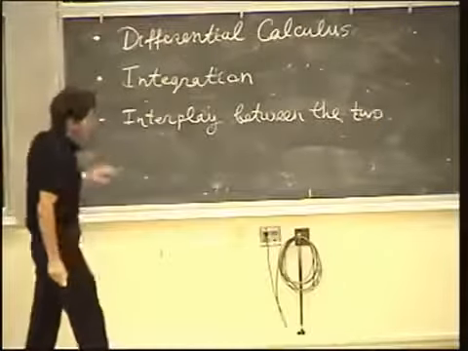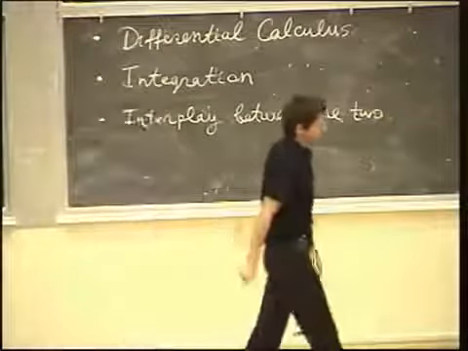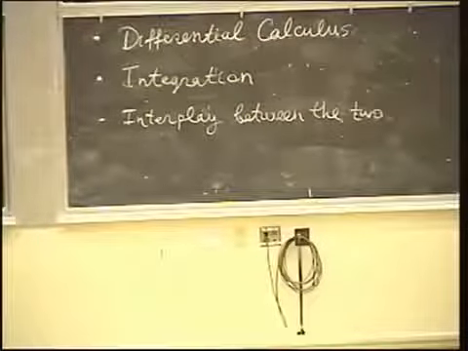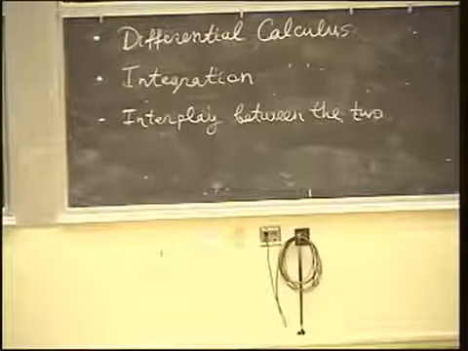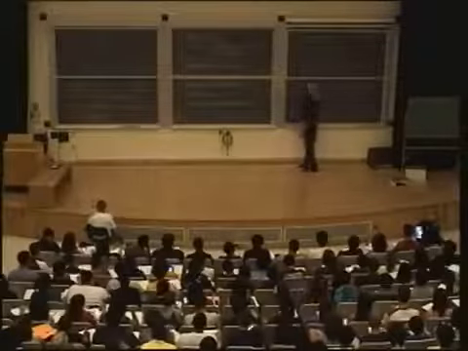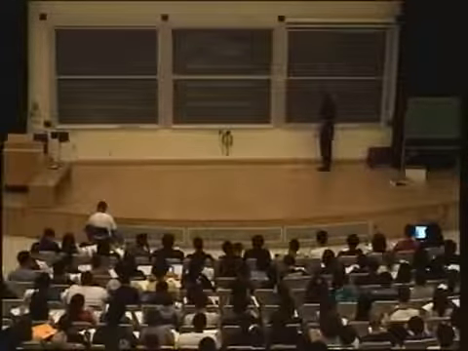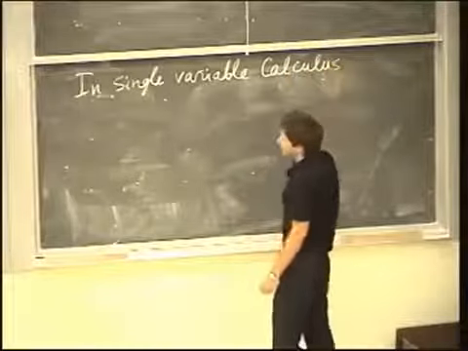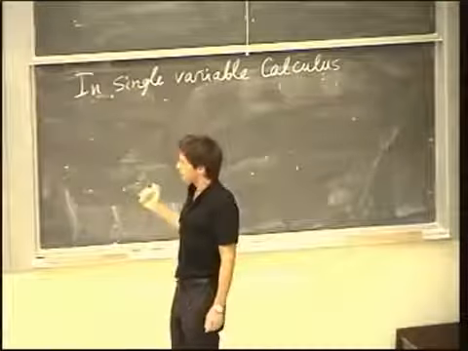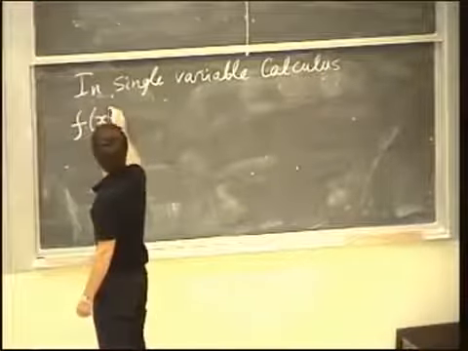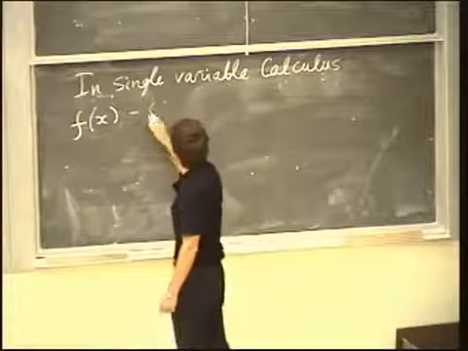So what do I mean by the interplay? I just want to tell you about the kind of stuff that you talked about in Math 1A, 1B, in single variable calculus. In single variable calculus, you have functions in one variable. So you have something like f of x, we call it. f of x, a function in one variable.